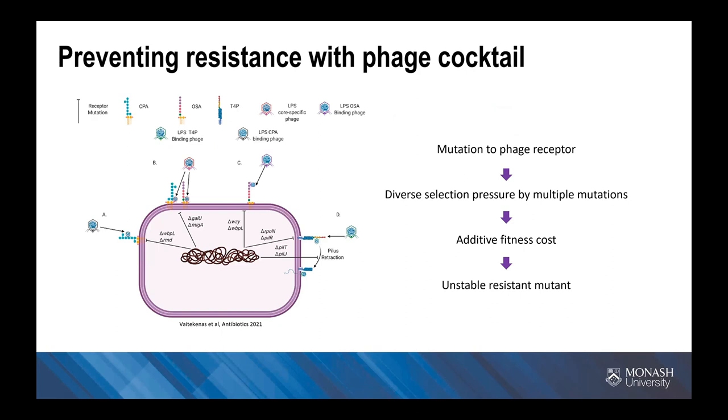And another way that I have mentioned earlier that we can use to prevent resistance is by using multiple different phages. And this is referred to as phage cocktail. The way that phage cocktail works depends on the diverse selection pressure from the resistance mechanisms gained by a bacterium against different phages. One example that I'm showing here is that we have four phages that target different bacterial membrane components. That means that this bacterium now has to mutate each of these components to avoid infection by these phages. However, by having these different mutations, it can exert an additive fitness cost on the bacteria. And this leads to unstable resistant mutants that are not fit enough to survive.